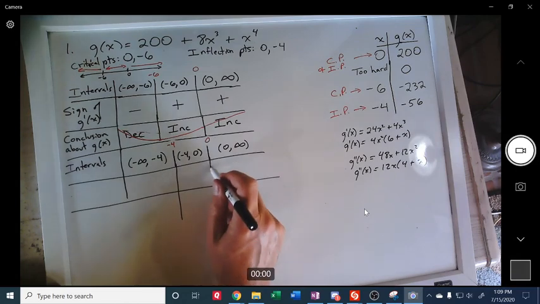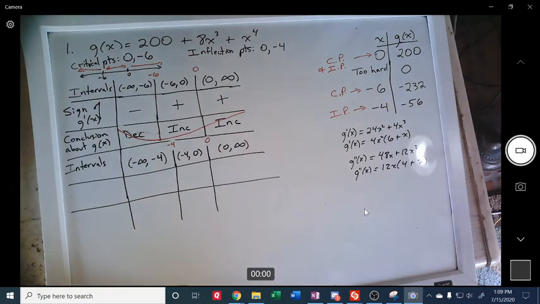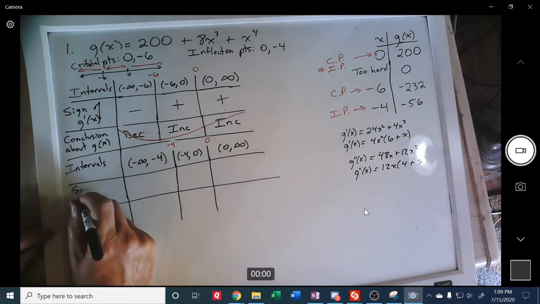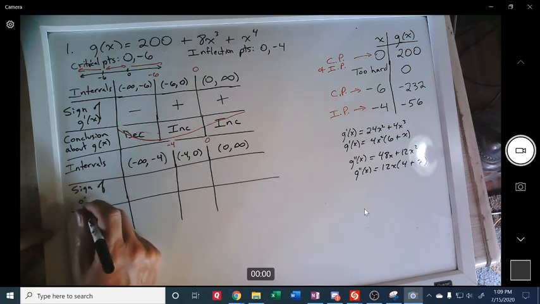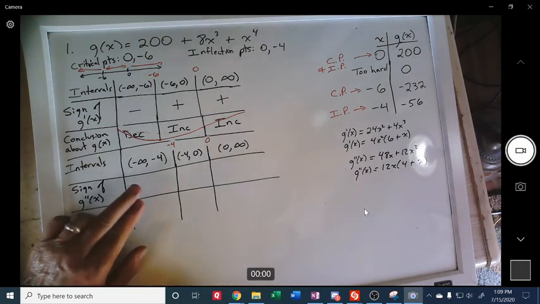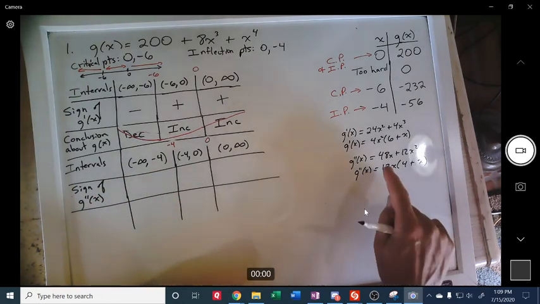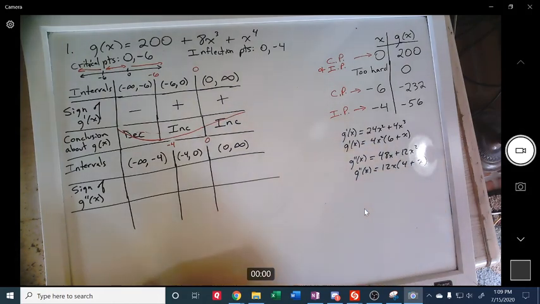These are going to come down. So it's a double layer chart. And I'm going to follow the same pattern, sign of, but now I'm going to put G prime prime x. And that'll tell us about concavity. So if I put any number from negative infinity to negative 4 in either here or in here, what am I going to get, a positive or a negative number?